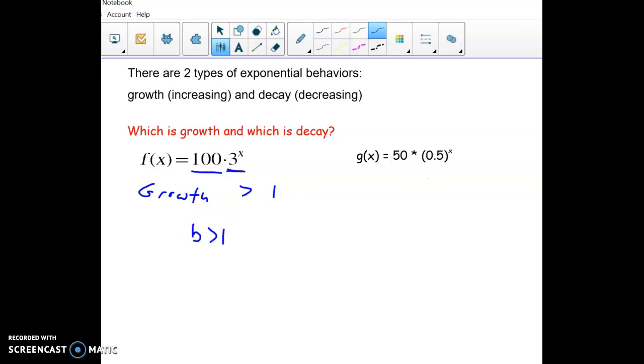Versus the other one, we're going to start at 50 and we're going to multiply by 0.5, so it's going to get smaller. And that's called decay. Okay, and that'll happen when the b value is between 0 and 1. So bigger than 0, but less than 1.